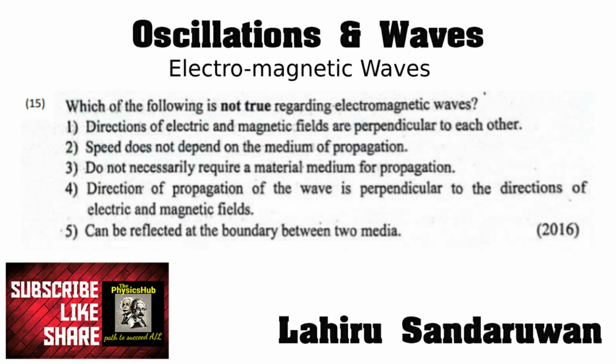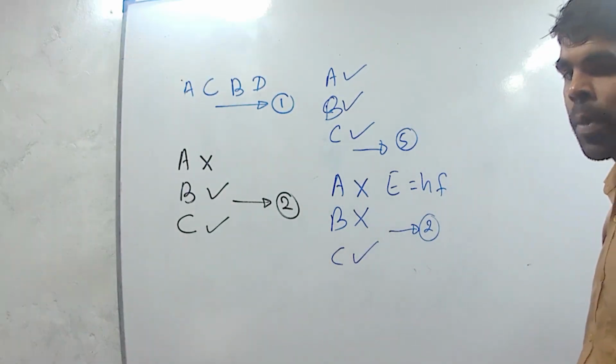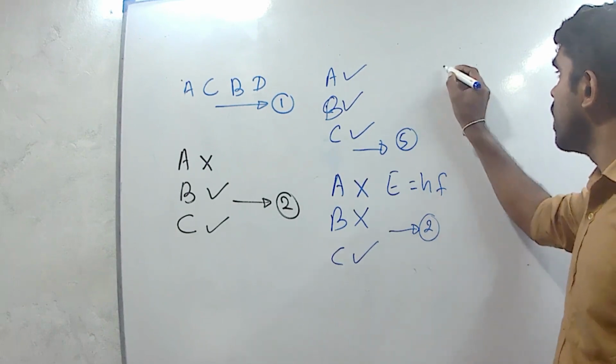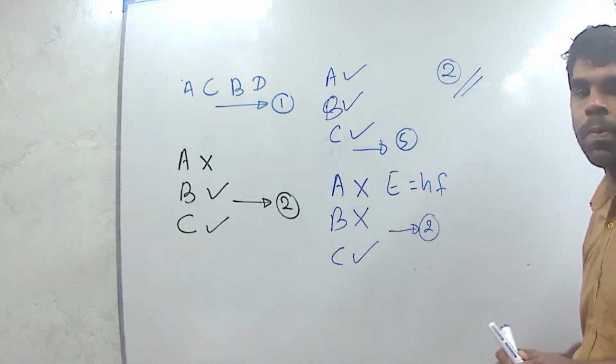Which of the following is not true regarding electromagnetic waves? Statement 1. The directions of the electric and magnetic fields are perpendicular to each other. Yes, it is correct. 2. Speed does not depend on the medium of propagation. No, it is false. Then the false one is the second one. Speed depends on the medium.